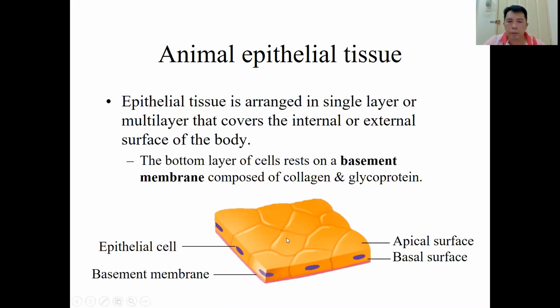The bottom layer of cells rests on a basement membrane, which is composed of collagen and glycoprotein. These are the epithelial cells. The cell surface that is exposed, which we call the free surface, is known as the apical surface, whereas the basal surface is the part that attaches to the basement membrane.